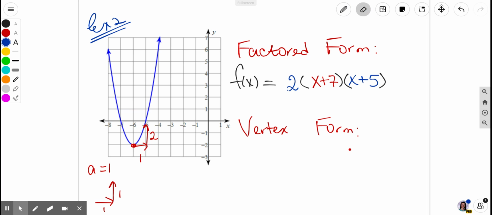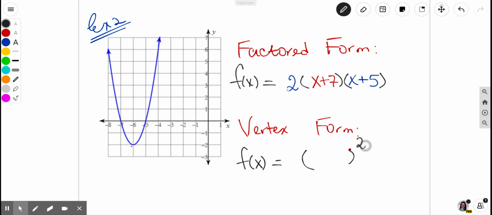So now we're going to move on to the vertex form. And in vertex form, we are going to have some sort of template, right? So in vertex form, we're first going to think about what happened before we shifted anything up or down. So your parabola used to be over there, okay? Which means that your 0 was negative 6, which means that this had to be x plus 6.